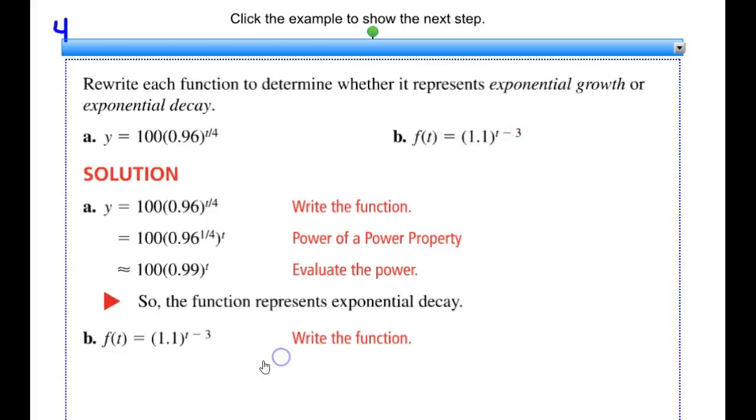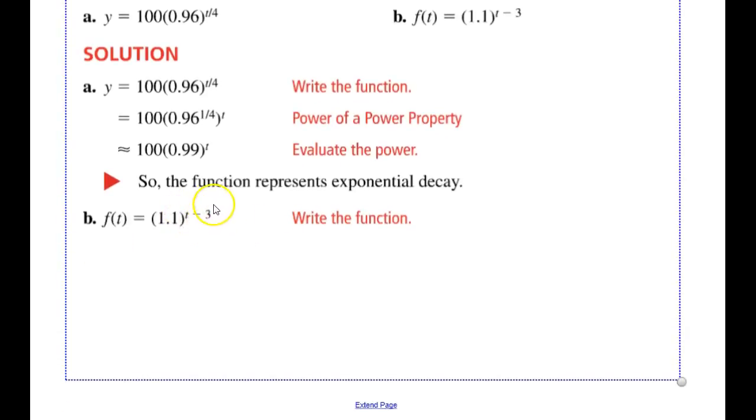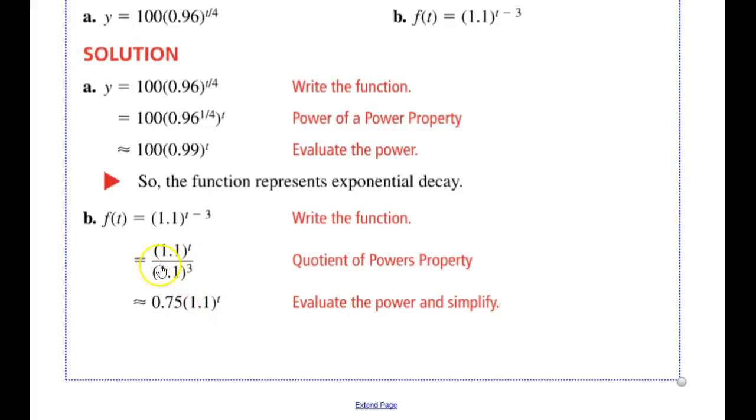So let's go ahead and look at b. Okay, so I'm going to just write my function how I was given, but I see that I have more things in my exponent than just my t, just my variable. So I have to get rid of that first. Well, I know that when I'm subtracting exponents, that's going to be my quotient of powers property, right? So I can rewrite it as this, and then I see that in the denominator is something that I can actually deal with. So I can evaluate this, and then I end up with just my exponent, and I see that inside my parentheses is greater than 1, so it's exponential growth.